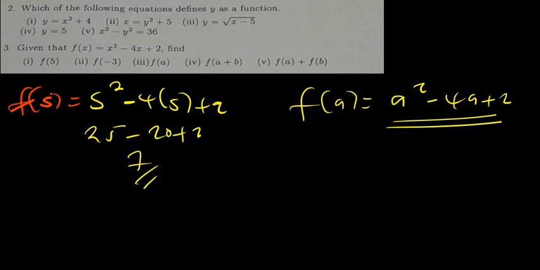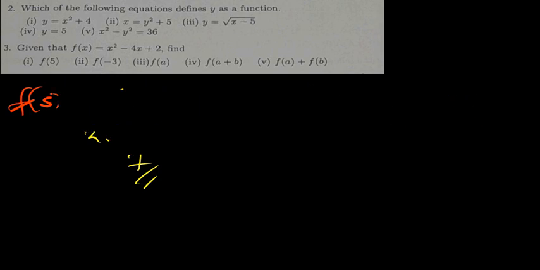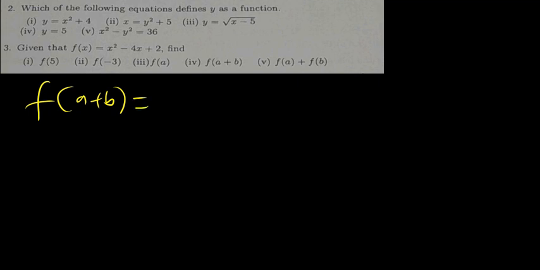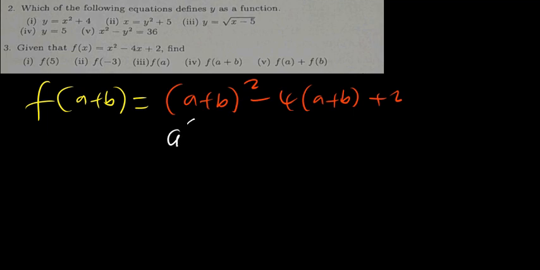Then the fourth one is f of a plus b. Where there is x, put a plus b. Simple. So I'll say a plus b, but it is squared, minus 4 times a plus b, plus 2. If you want to waste time, you can expand. A times a is a squared, but if you don't want to waste time, you end there. This is the answer.